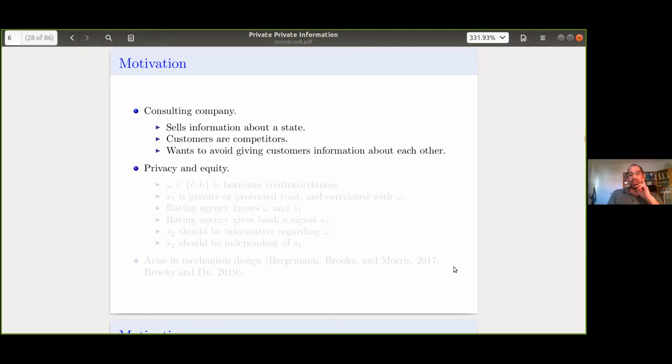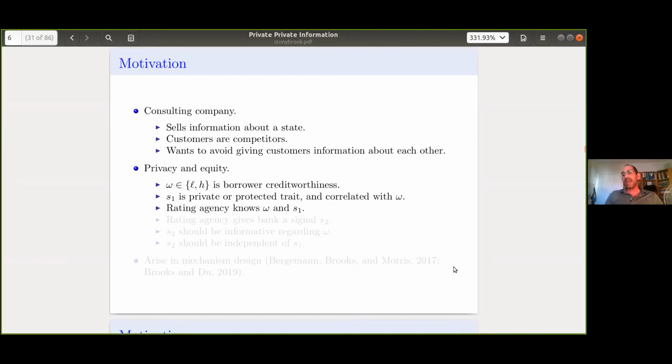Here's another motivation. Imagine that this state omega is borrower creditworthiness, so this is whether somebody's going to return a mortgage or not. And S1 is agent 1's type. Agent 1 is the one who's borrowing the money. And S1 is some private or protected trait, whether this person is a cancer survivor, or their gender, or their race, or whatever. And it is correlated with creditworthiness.